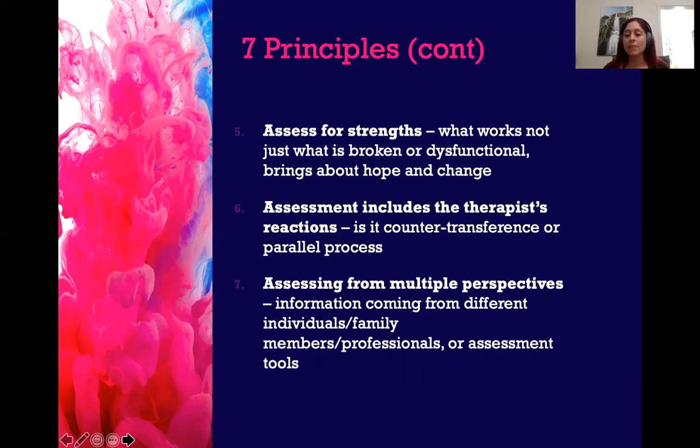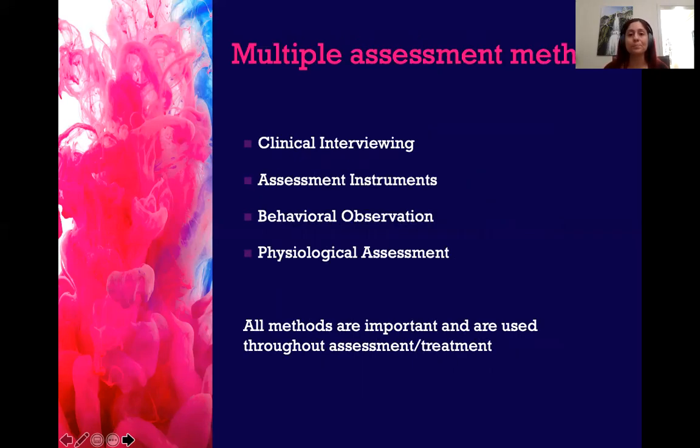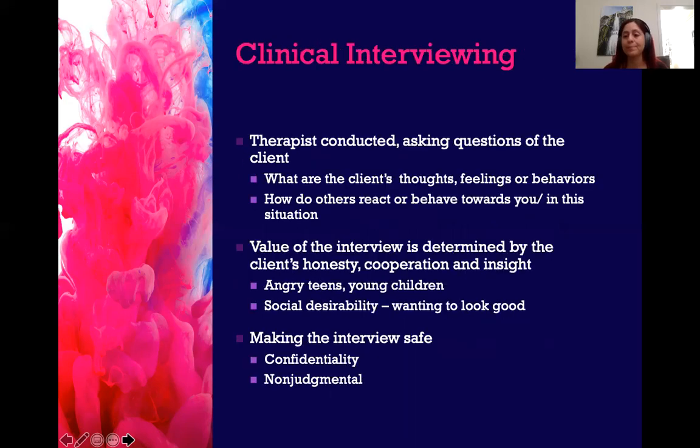And then finally, assessing from multiple perspectives. Information coming from different individuals or different sources can be very useful, especially if you think about working with a child. How vital is it to get information from the child, from the parent, and from the teacher, for example, to get multiple different lenses through which to view the client's issue, right? So that's really helpful. Okay, with that in mind, there are multiple ways to assess, and we're going to go through each of these in a bit more detail as we continue here.